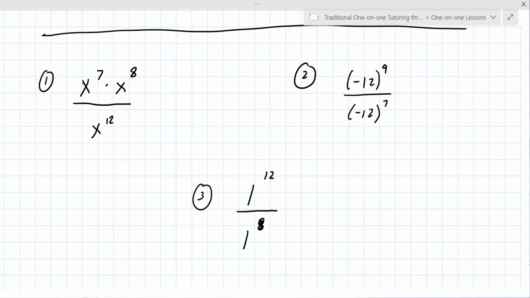Okay, so for number 1, I got x to the 3rd. Okay. And then number 2, I got 12 to the 2nd. Okay.